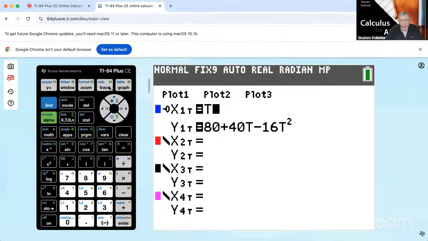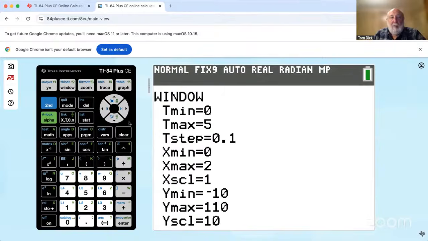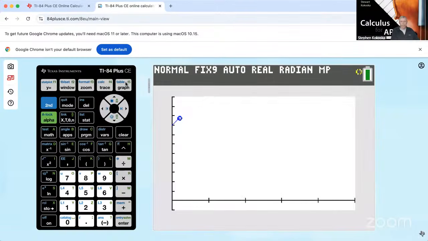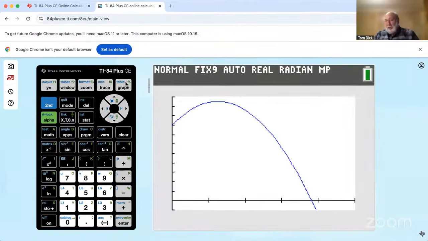Okay. And let's see, for the window, we probably need to go from X-min 0 to maybe 5 or something like that, and that will be enough. And it's actually matching up with a function graph. So X is T and then Y. So another nice one.